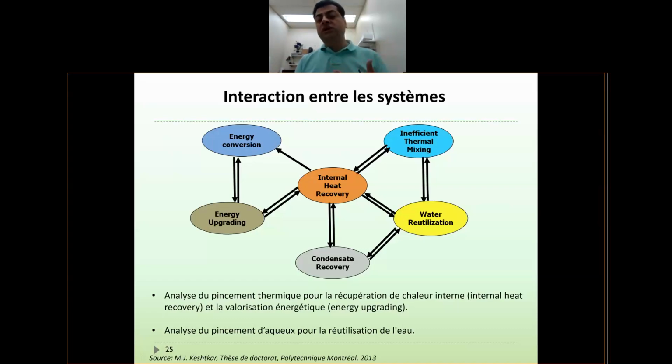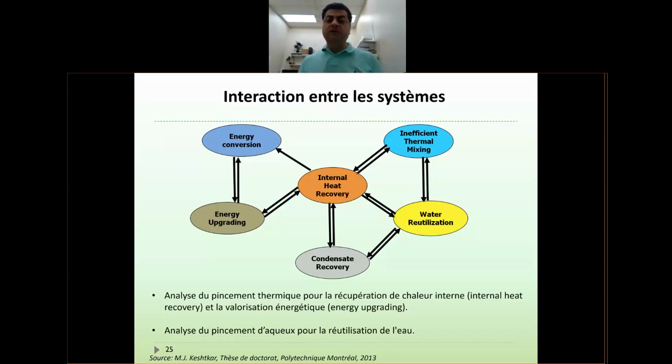Water reutilization. We need to apply a water pinch method to optimize water consumption. Okay, in the process, you have condensates. You have to think about condensate recovery. You have energy conversion. Part of the steam that is generated in the process, you can use for a turbine, for example, to produce electricity. Energy upgrading, as we discussed, we are going to discuss later today.